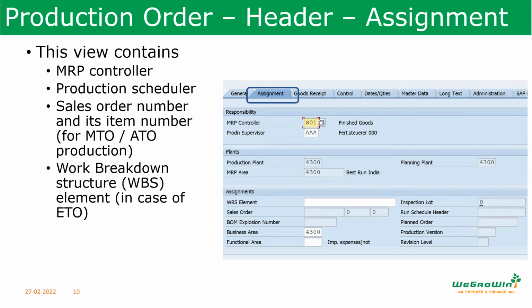Now coming to the header page in the assignment tab, it contains the details of who is the MRP controller, who is the production scheduler, and if it is related to any sales order, what is the sales order number, right? This is where the production order is related to the sales order at any point of time we can see. Also, if it is a project related order, then the work breakdown structure, these things also are available.